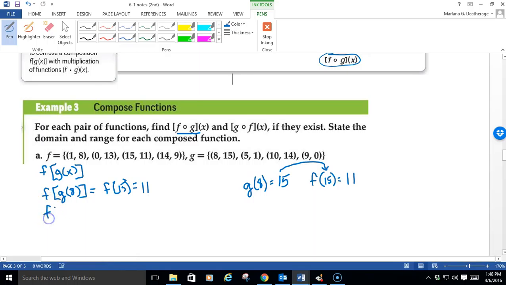Alright, now we're going to do f of g of 5. That's our next x value. 5 is our next x value in the g function. Alright, what is g of 5? 1. So now I want to take that and make that the x value in my f function. So what is f of 1? 8, right here.